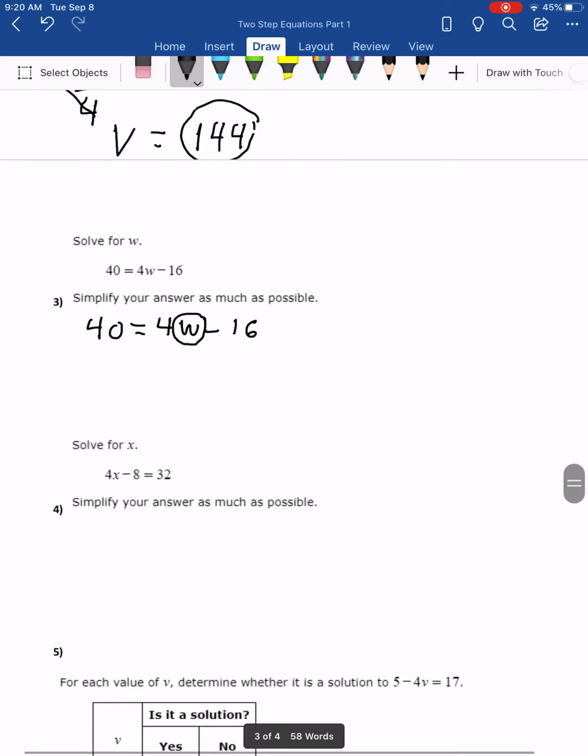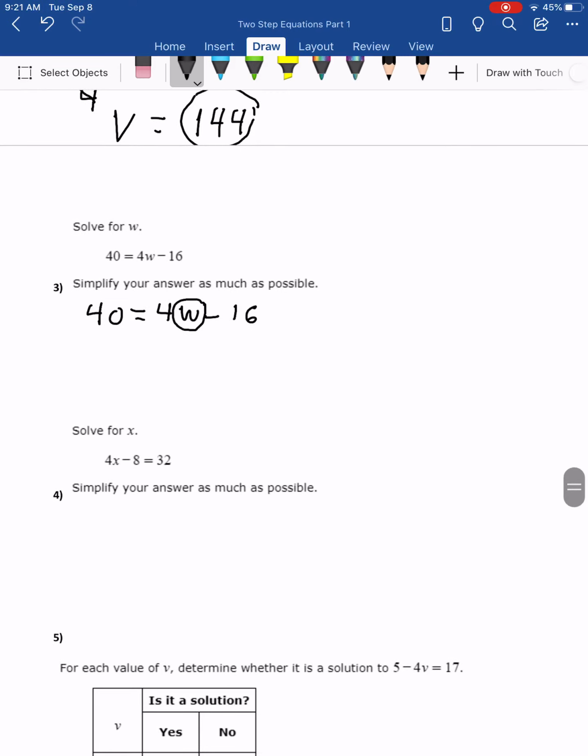So in number 3, what can I add or subtract? I can add 16 to both sides because, again, you have to work with what's on the same side as your variable. So we're going to move the 16 to the other side. We get 56 equals 4w.